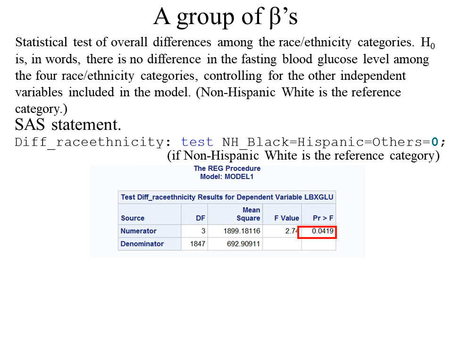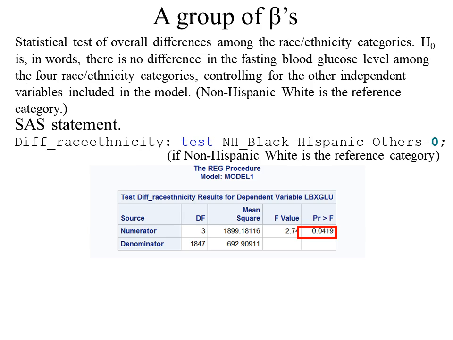A SAS statement for such a statistical test is shown here as an example. NH Black, Hispanic, and others are names of 3 binary variables of race ethnicity. And, equals 0, at the end, means all of their coefficients are 0. But what about the reference category, NH White? Note that selecting a category as the reference category means that its beta is fixed to be 0. Therefore, the SAS statement that NH Black equals Hispanic equals others equals 0 means that betas for all of the 4 categories are 0, so there is no difference among the 4 groups.